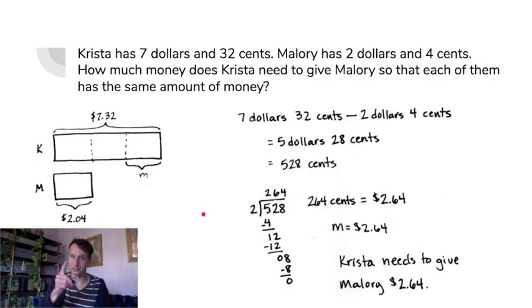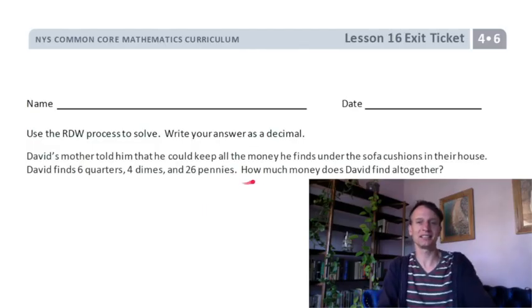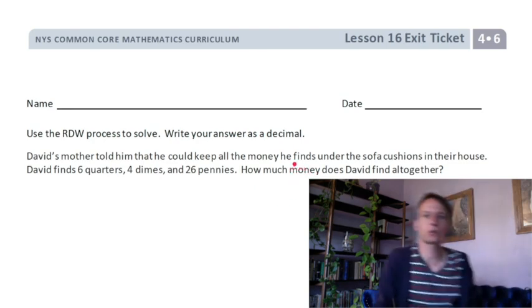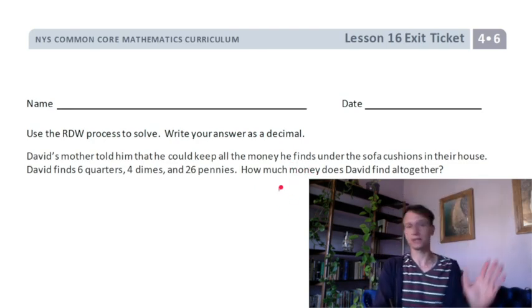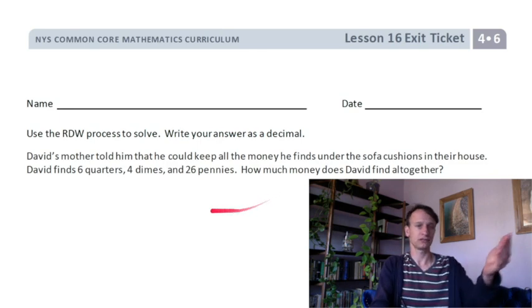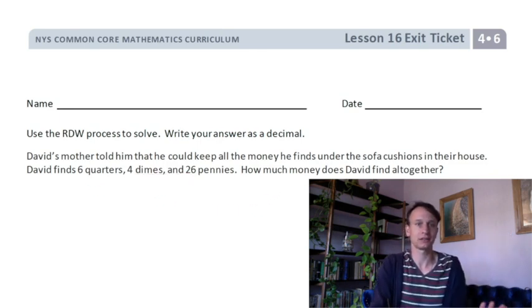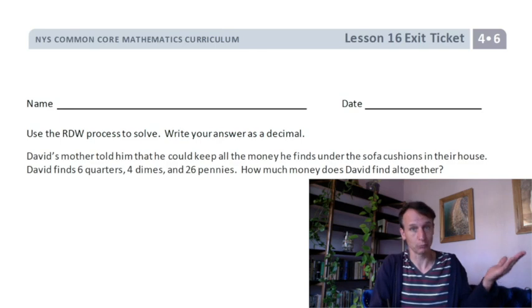Well, you'll be glad to hear it was the last one. So here is the exit ticket. It just has one question, and this is a very straightforward one. He finds this much money. How much is it altogether? That's it. I mean, boom, done.